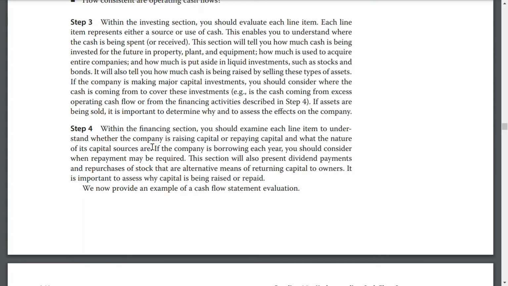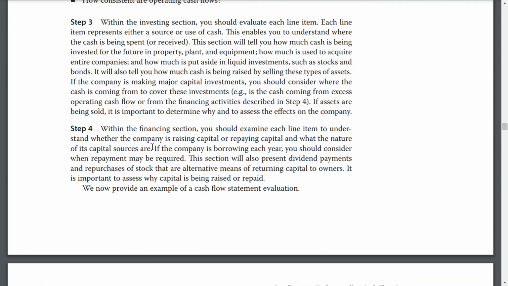If the company is making major capital investments, you should consider where the cash is coming from to cover these investments. If assets are being sold, it is important to determine why and to assess the effects on the company.